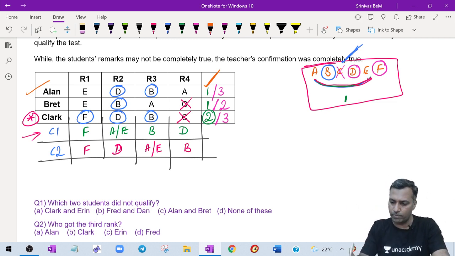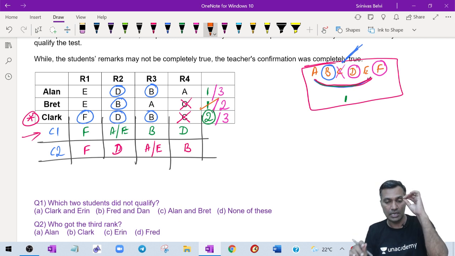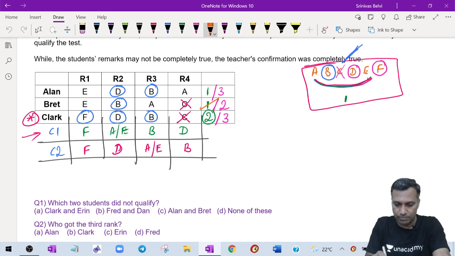Fair enough. Now let's come to Brett. Brett also got one statement right. Brett also got one mapping right. Which person got which rank? All right, now that mapping is right for Brett. Let's now analyze Brett, and analyze the case one of Brett.